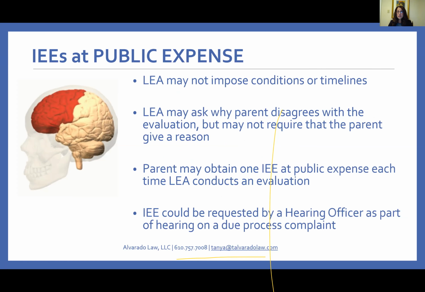If you make a request for an independent evaluation, the school district cannot say that you have to have it within a certain time or impose conditions that are not within the statute. They can ask the parent why they disagree with the evaluation, but they can't require that the parent give a reason. Honestly, any reason is and should be acceptable. Why do you disagree with it?